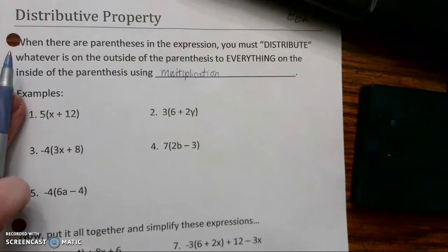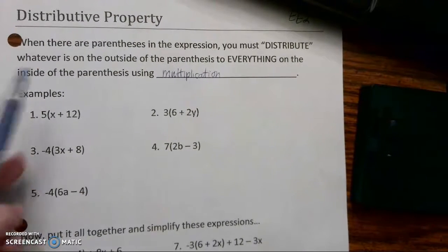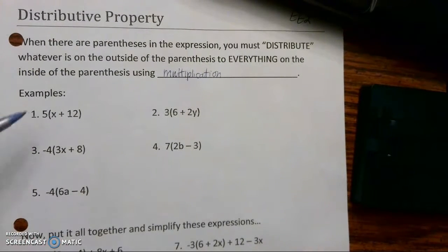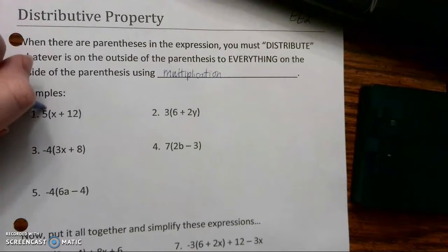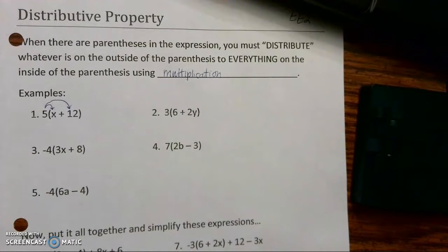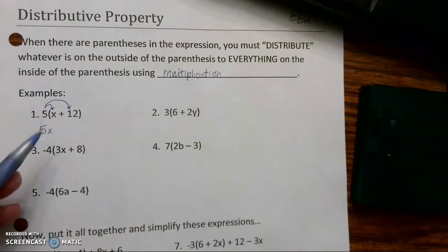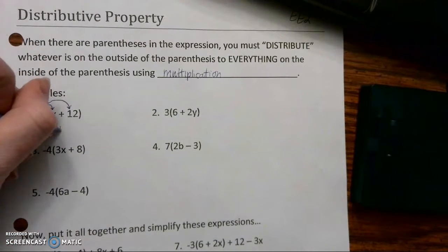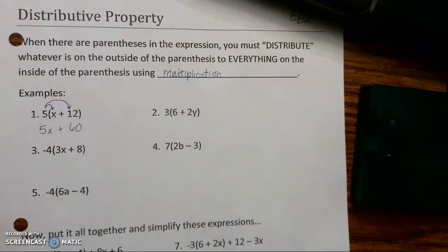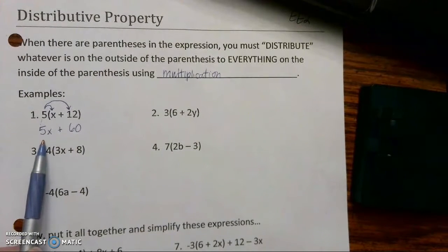So let's go ahead and look at that first example. So all we're doing is simplifying using distributive property. So I'm literally going to take this 5 and I'm going to distribute it to both terms inside of those parentheses. So 5 times x gives me 5x. 5 times 12 would give me 60. So that would be my simplified expression after the distributive property.